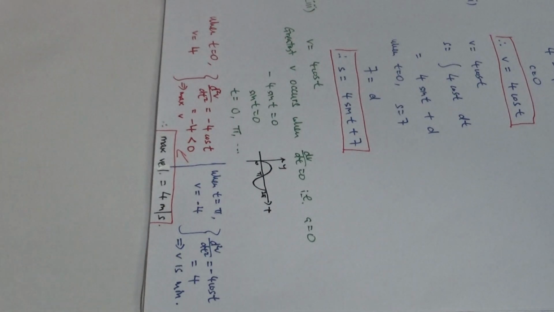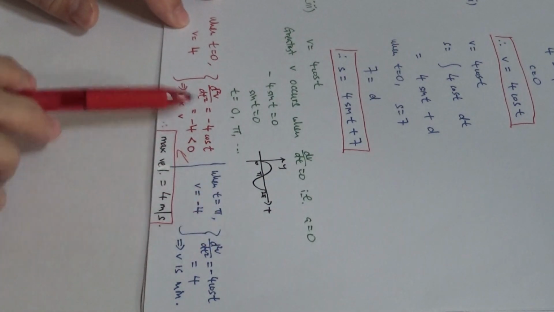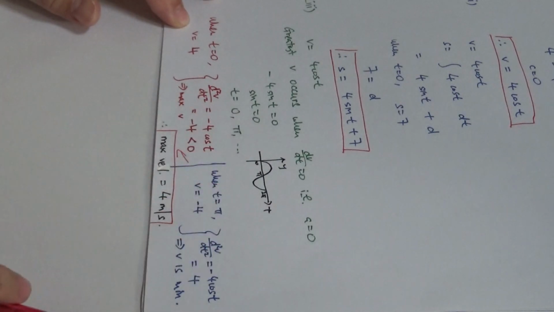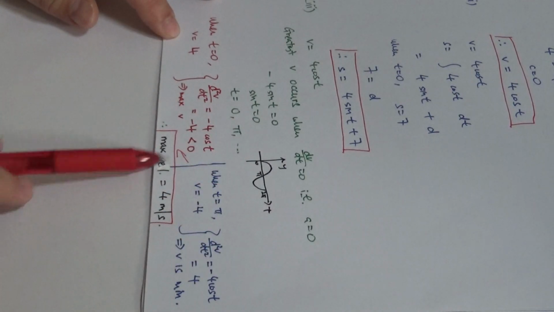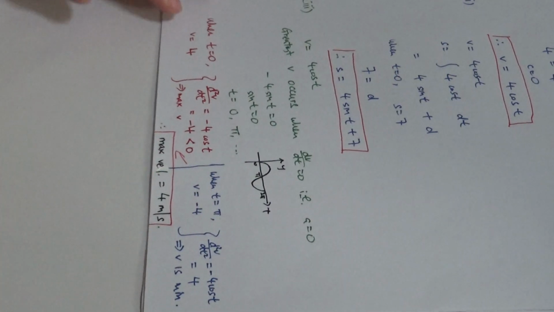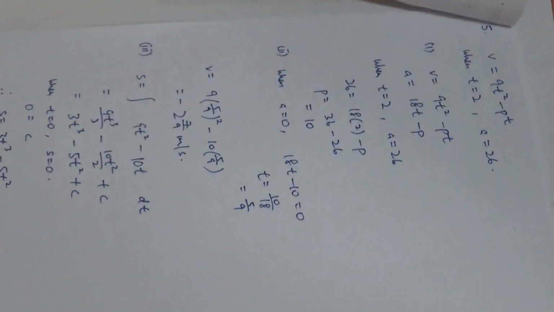Now, some people will say, what if I go to 2 pi, 3 pi, and so on? You will realize that it will oscillate. That means it will go from here to here because it's a periodic function. So the maximum velocity, no matter where it is, is still 4 meters per second. Alright, so that will conclude our question number 3.